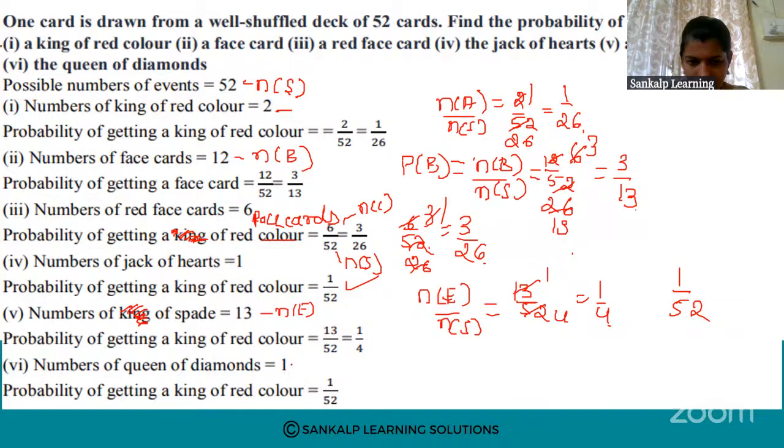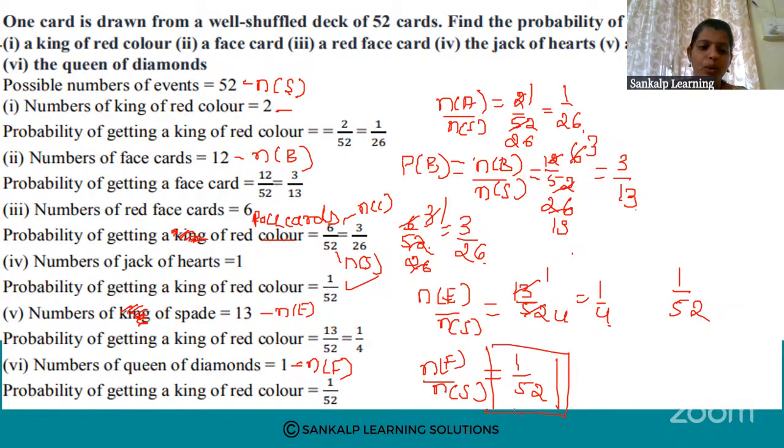1 is the favorable outcome that I will call N of F. So N of F divided by N of S. You can write it directly also. So N of F is 1, N of S is 52. So 1 divided by 52 is the probability of getting the king of diamond. Not red color, it is diamond. King of a diamond. Red diamond color.